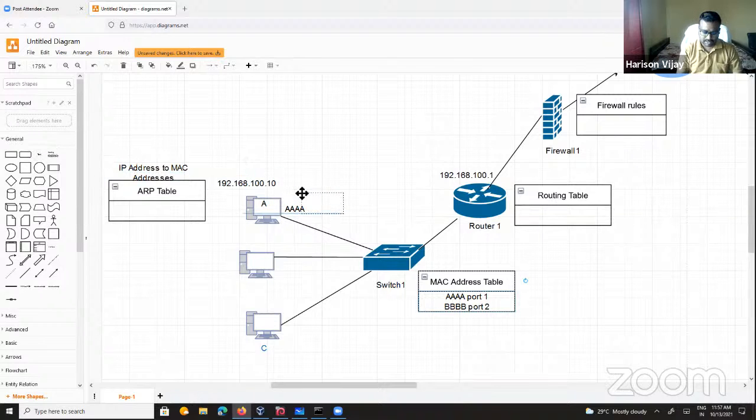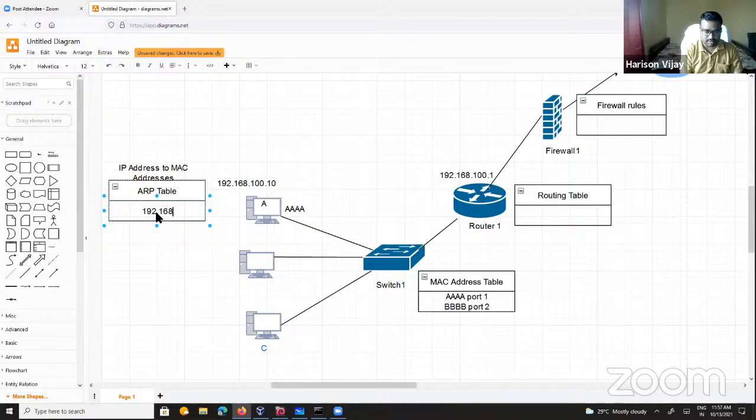Okay, so let's say an ARP request comes out, it has to know the MAC address. So it gets broadcasted to all the devices. And the router gets it and says, hey, I have this MAC address, and it'll send it back to my computer. So once my computer receives that response, it'll populate the ARP table. So it'll say, okay, 192.168.100.1 has this MAC address. So let's say it's ABCD.